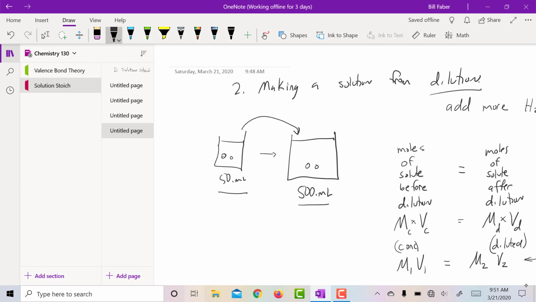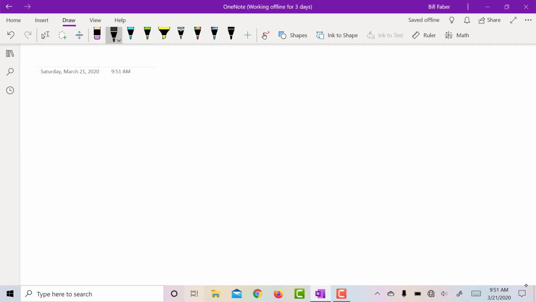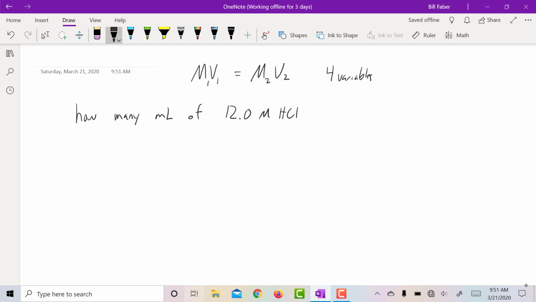Okay? So to solve a problem, all we have to do is it's an algebra problem. So if we're going to do an M1V1 equals M2V2, the only way to solve this with 4 variables is to be given 3. You have to have 3 of these to solve. So if I asked you how many milliliters of 12 molar HCl, so concentrated, are needed to make 250 milliliters of 2.50 molar HCl.